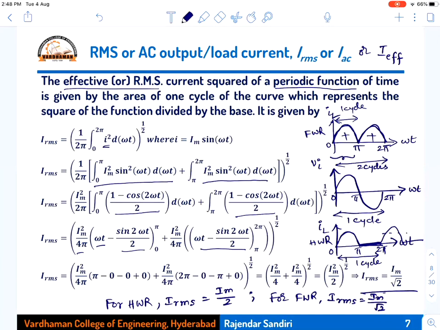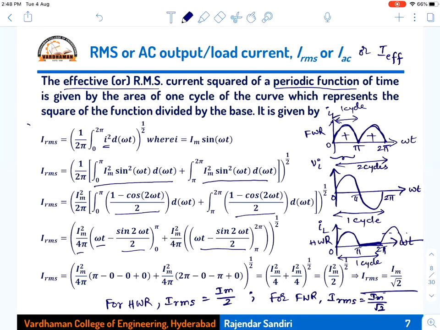That means it is repeating the same shape, whatever has occurred from 0 to 2 pi, from 2 pi to 4 pi. That means for the half wave rectifier, one cycle of the input is one cycle of the output, which is between 0 to 2 pi. But for the full wave rectifier, one cycle of the input from 0 to 2 pi will be 2 cycles of the output, from 0 to pi and pi to 2 pi, repeating 2 times. So 2 cycles. Now for a periodic function, we can take only 1 cycle, and that is sufficient to calculate the average value or RMS value.